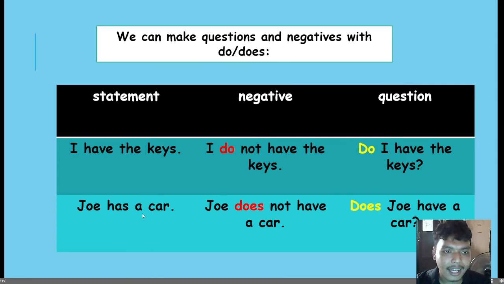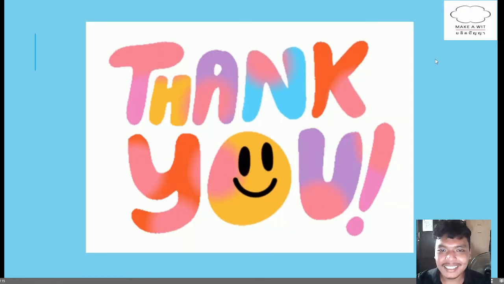And next, we move to this. Joey has a car. Statement is Joey has a car. And let's see in the negative way how we say. Joey does not have a car. Okay. And then in the question we can say does Joey have a car? Alright. Okay.